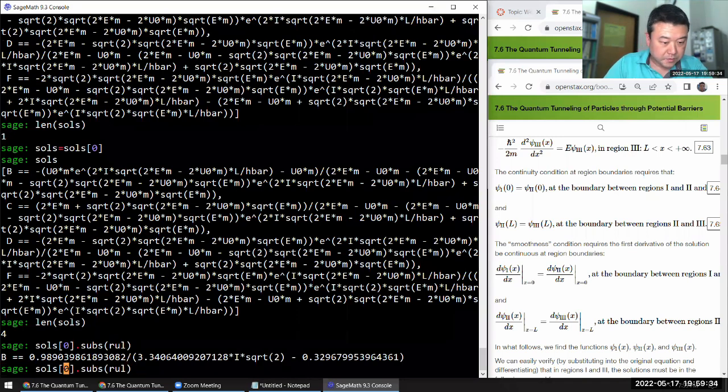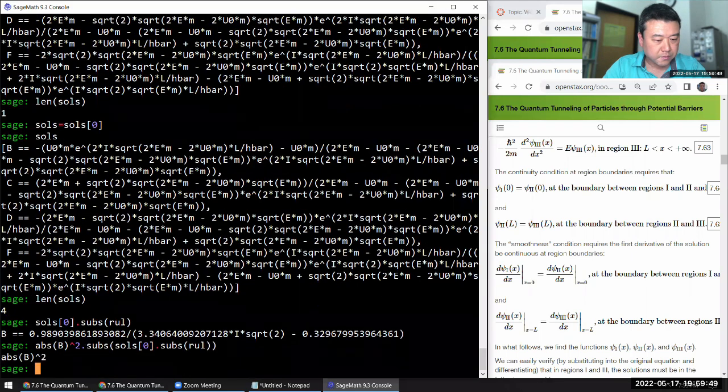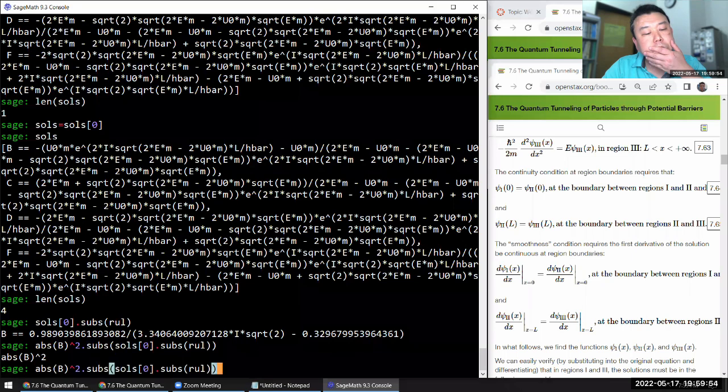Yeah. So here, I guess that itself is a rule. So I think I can do this. Absolute value of B squared, where I use this as my substitution rule. Or get this, and then take the right hand side, and then I think I can take that absolute value squared.